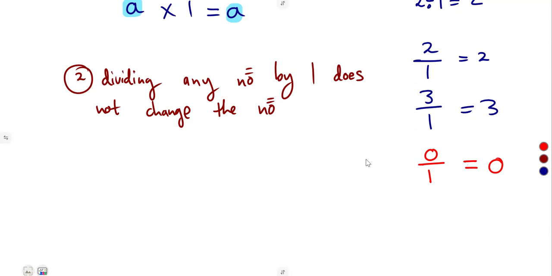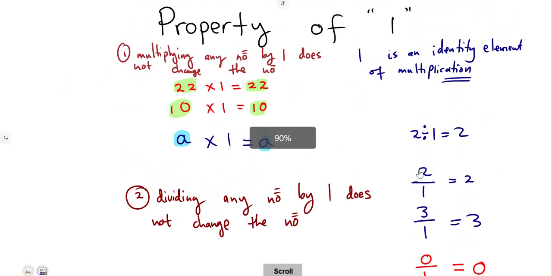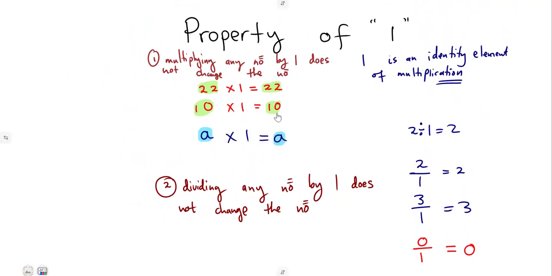The effect of 1: dividing by 1, multiplying by 1 does not affect. So do not confuse when you add, guys. Adding affects, subtracting affects, but multiplication and division is not affected. When you multiply any number by 1, you're going to get that number. When you are doing a division, dividing any number by 1, you're still going to get that number that you have. So this is the idea. Do revise as many questions as you can.